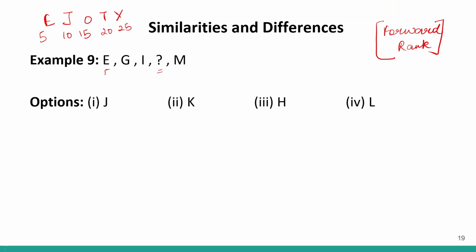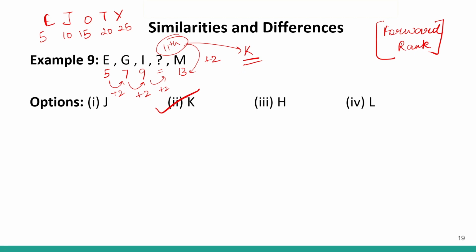So E is ranked at 5. Similarly, G is ranked at 7. I is ranked at 9. And M is ranked at 13. So here I can see there's a +2. Here also there is a +2. And if I add +2 here, I'll get the 11th rank. And if I add +2 over here, I'll get the 13th rank. So the 11th rank will be in the same logic with I and M. So at the 11th rank, the alphabet that we have in forward rank is K. So our answer will be option number 2, K.